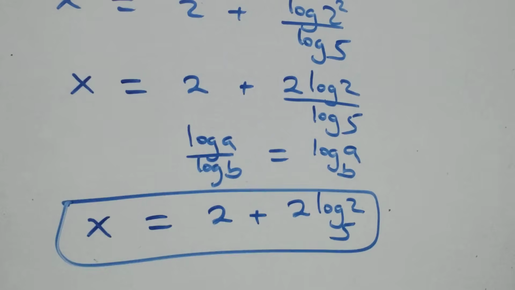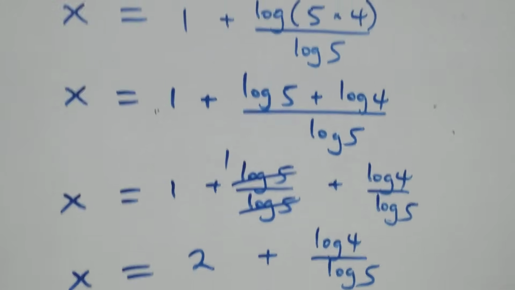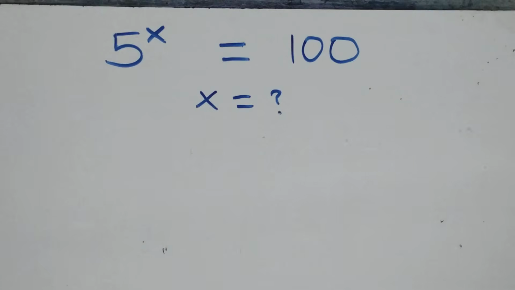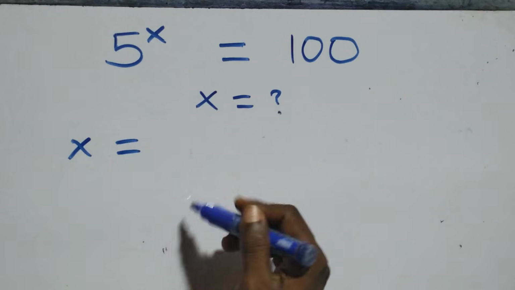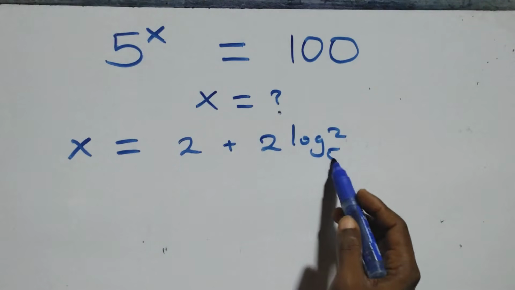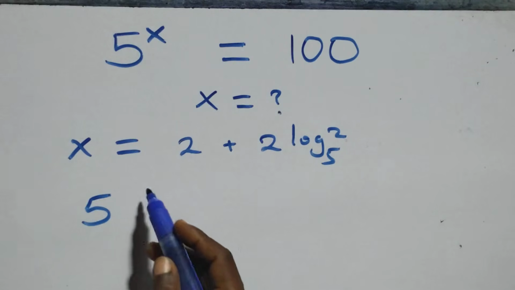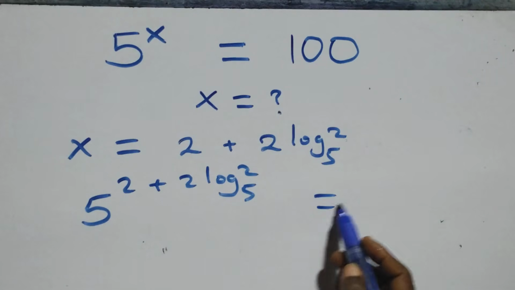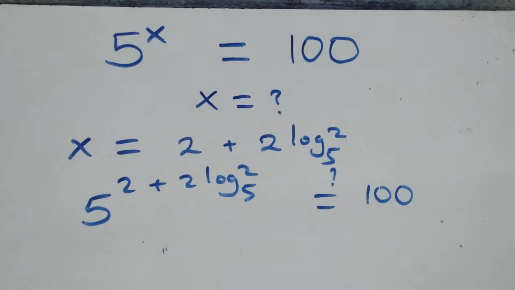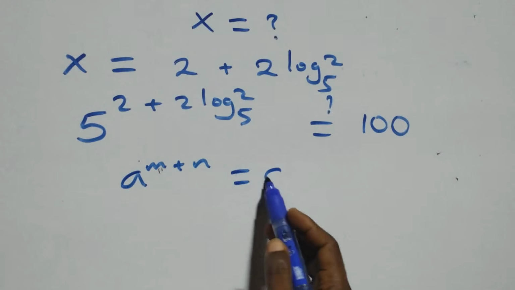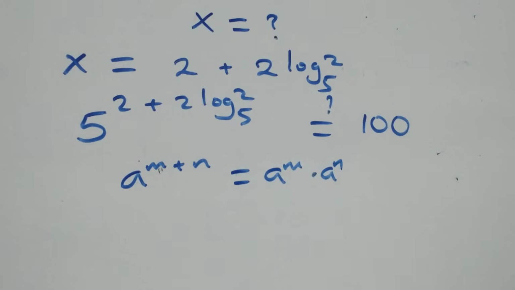Then let's check if this satisfies the given problem. We substitute the value of x here, which is x equals 2 plus 2 log 2 base 5. Then what we have here becomes 5 raised to power 2 plus 2 log 2 base 5. This equals 100 on this side. Then this follows the rule that a raised to power m plus n is the same thing as a raised to power m times a raised to power n.